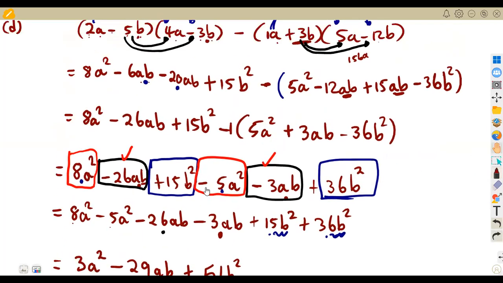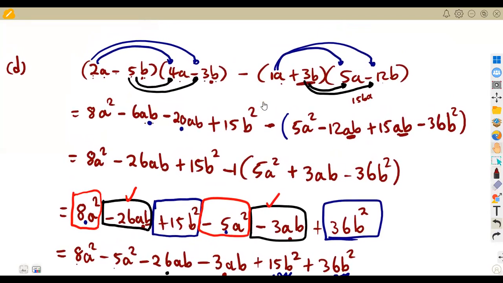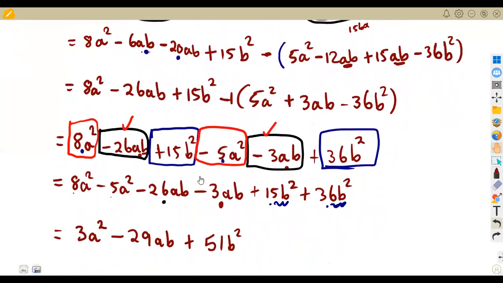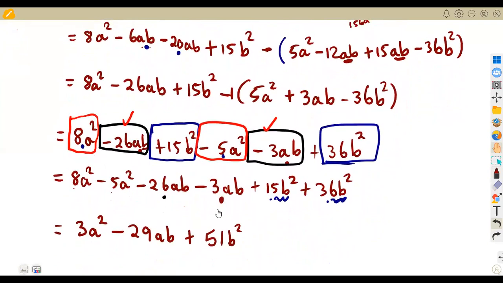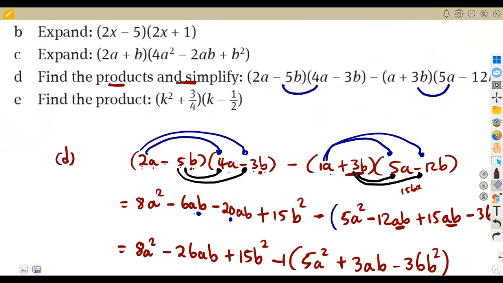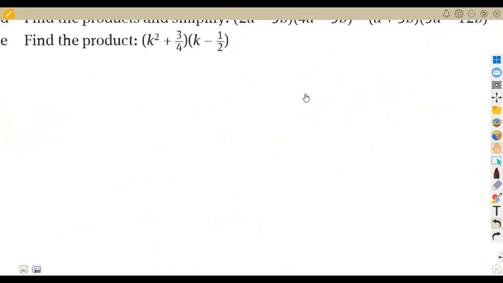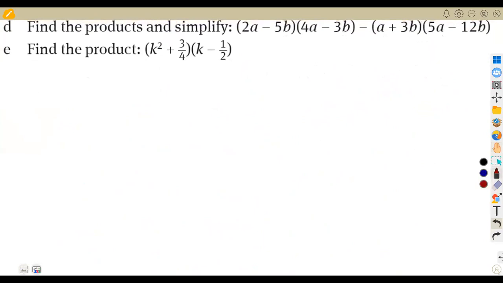So just be careful in your simplification, expanding your brackets properly, and also collecting like terms. After you've expanded, make sure that you collect your like terms properly. Then we've got the E part here, but because of time, I think we're just going to end here. That exercise, we are going to have it in another class. So let us just finish here.